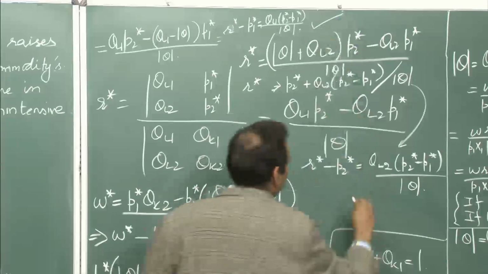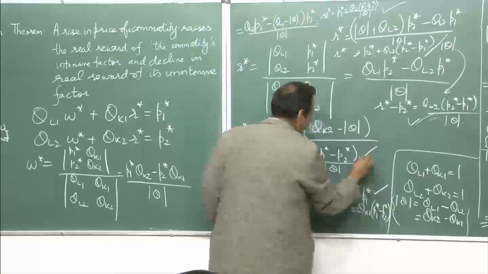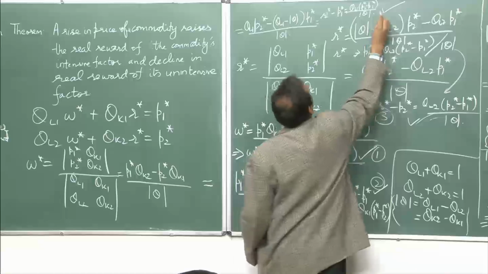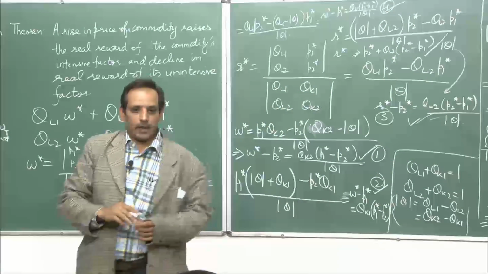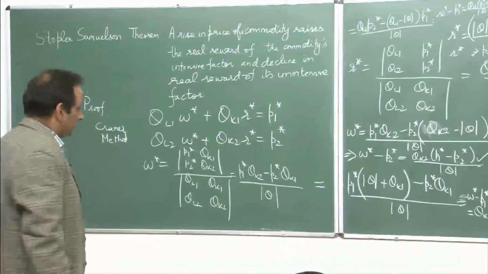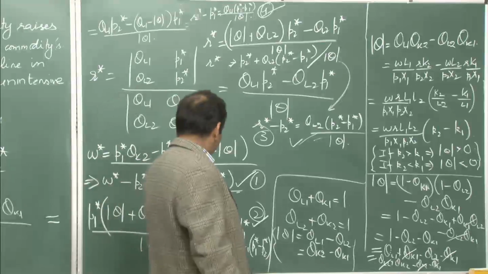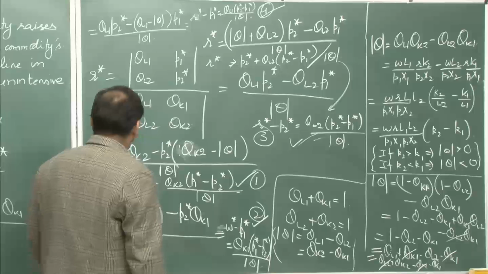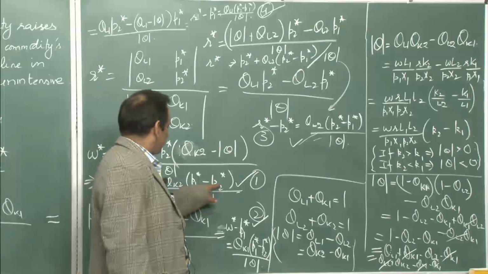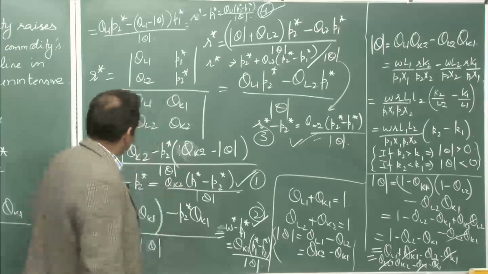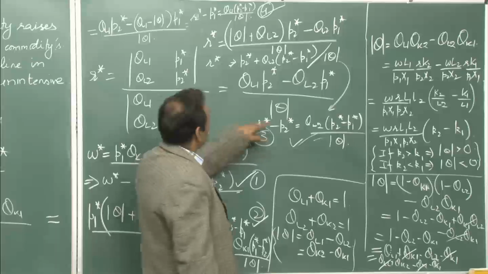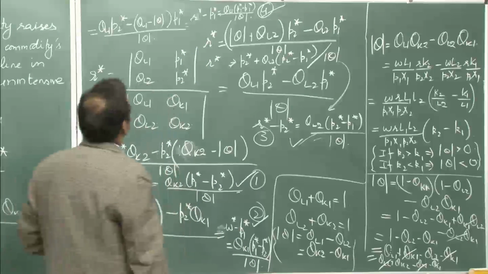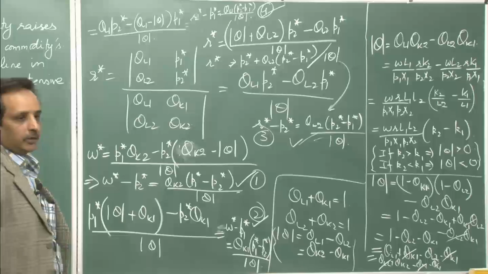So, we have 1, 2, 3, 4. So, we have these 4 equations. W star minus P1 star is equal to theta K1 P1 star minus P2 star divided by determinant theta. We have W star minus P2 star theta K2 P1 star minus P2 star determinant theta. P1 star is the proportionate change. We have R star minus P2 star theta L2 P2 star minus P1 star determinant theta. We have R star minus P1 star theta L1 P2 star minus P1 star determinant theta.